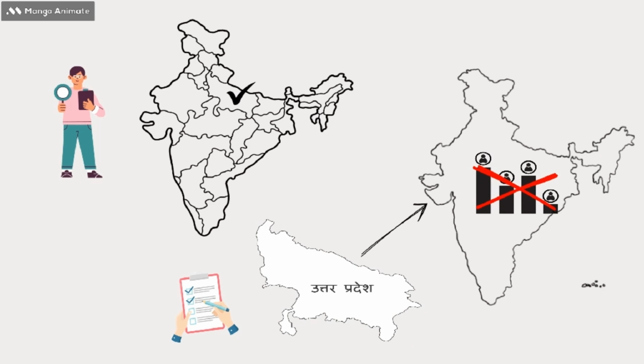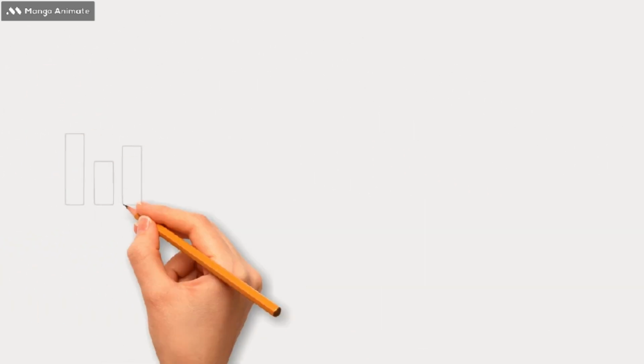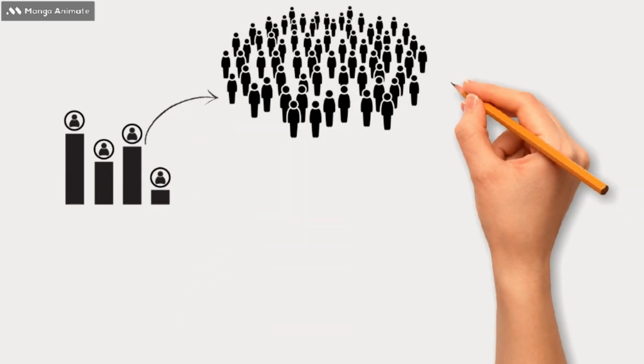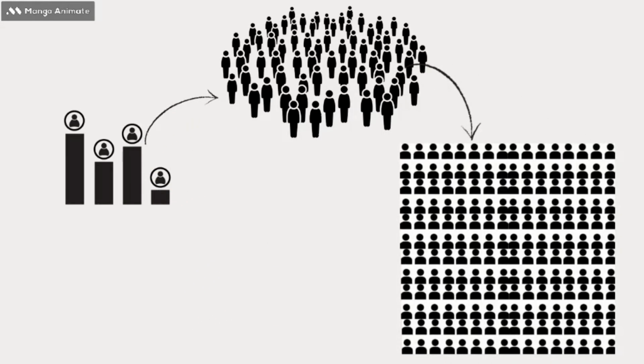So, to draw valid conclusions from our results, we have to carefully decide how to select a sample that will represent the whole population. That's why sampling is important.